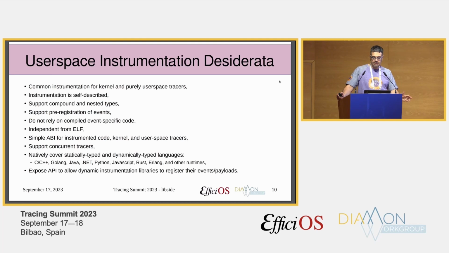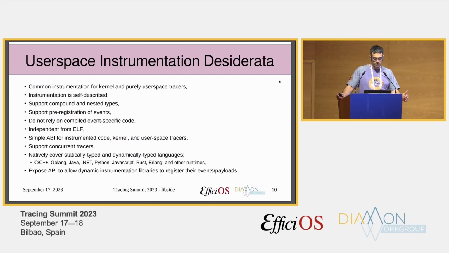So this is a desiderata of the desired features for user space instrumentation that I captured. One thing that we want is common instrumentation for kernel and purely user space tracers. We want the instrumentation to be self-described. We want to support compound and nested types. I also gathered feedback at the last Tracing Summit in on-conference sessions with people from Google and others. So this is also the result of brainstorming with other developers. A lot of it comes from me, but I did get some feedback. And of course, I'm asking for feedback here.